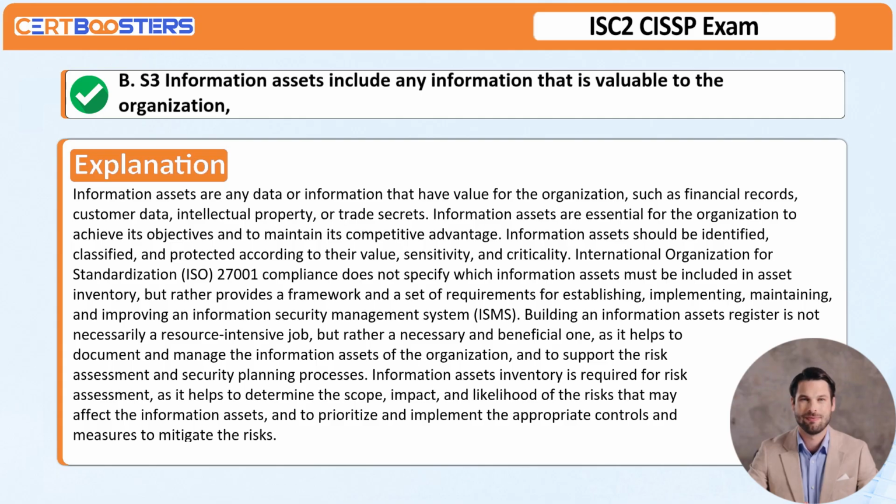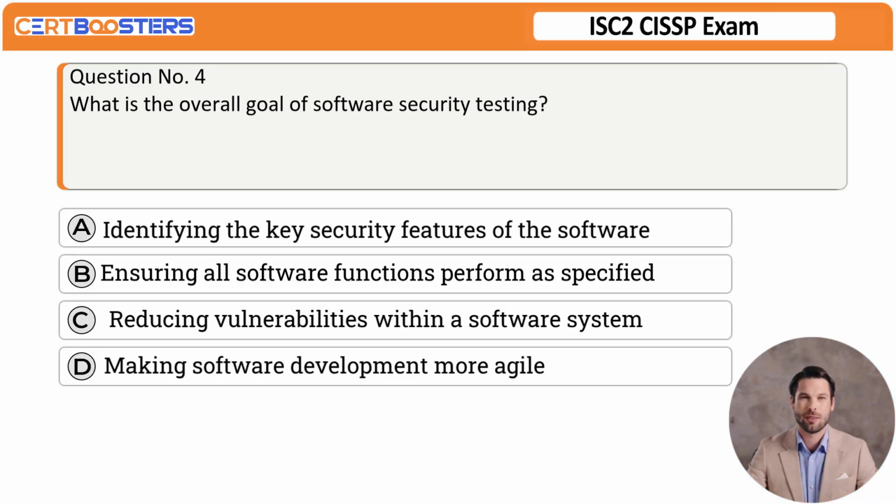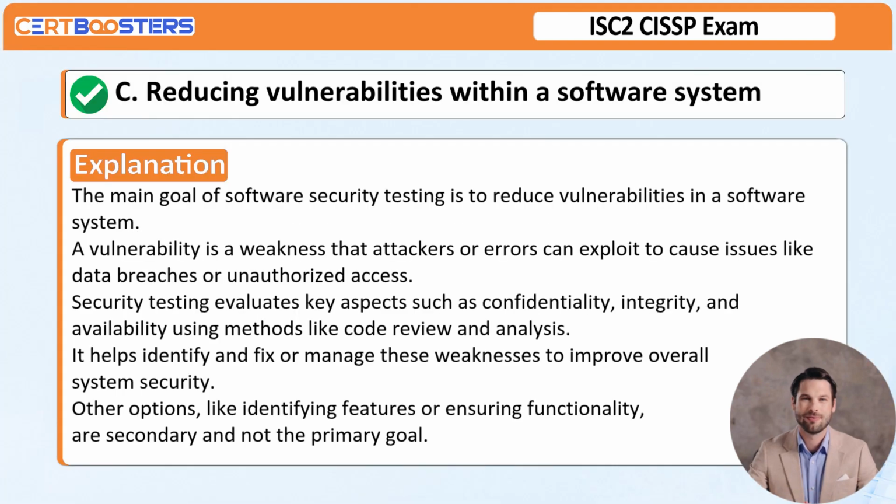Question number 4. What is the overall goal of software security testing? A. Identifying the key security features of the software. B. Ensuring all software functions perform as specified. C. Reducing vulnerabilities within a software system. D. Making software development more agile. Answer: C. Reducing vulnerabilities within a software system.